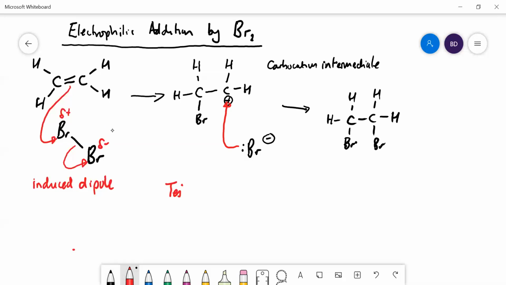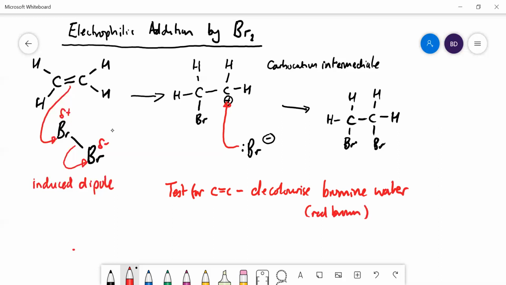And this is the test for a double bond. It's the test for a C=C double bond, which you've known about since GCSE, and it will decolorize bromine water. Bromine water, of course, is red-brown, and it loses its color because the bromine is gone.